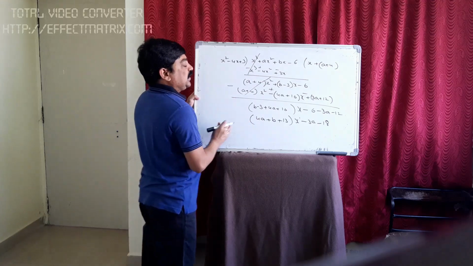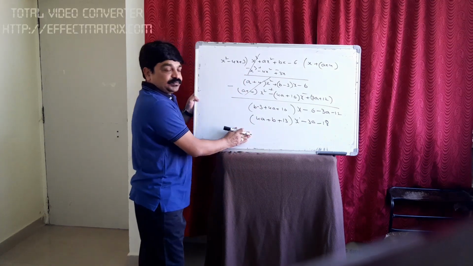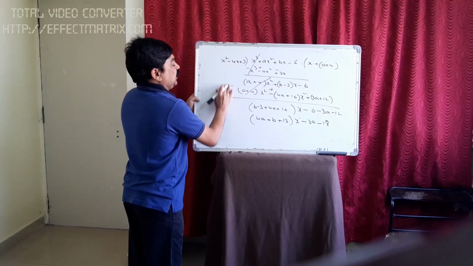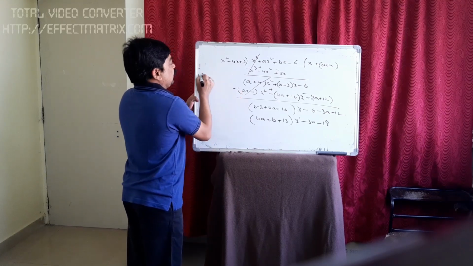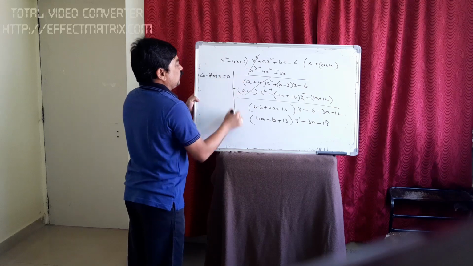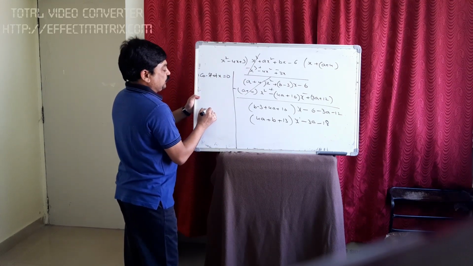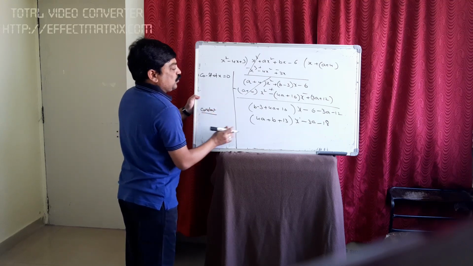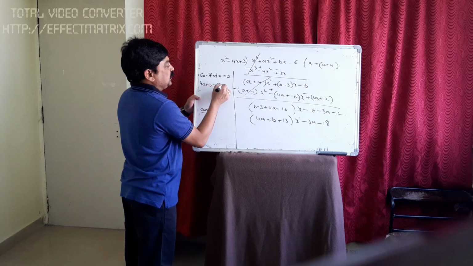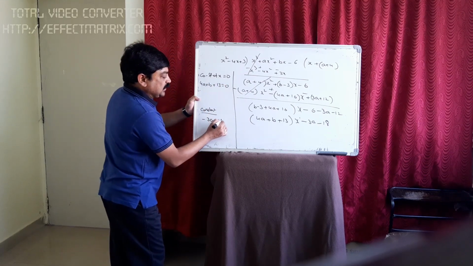So how to make the remainder 0? I tell you. The remainder is 0 if, I write here, the coefficient of x is equal to 0 and the constant is equal to 0. What is the coefficient of x here? 4a plus b plus 13, equal to 0. What is the constant here? Minus 3a minus 18, equal to 0.